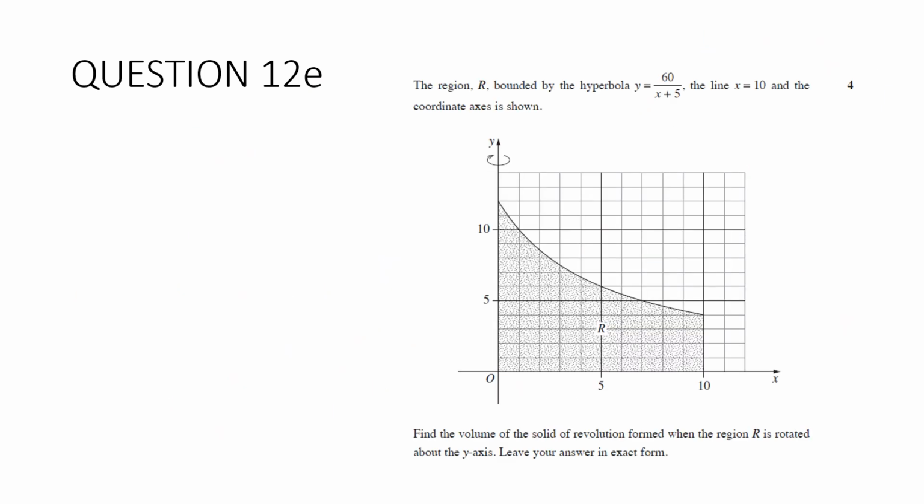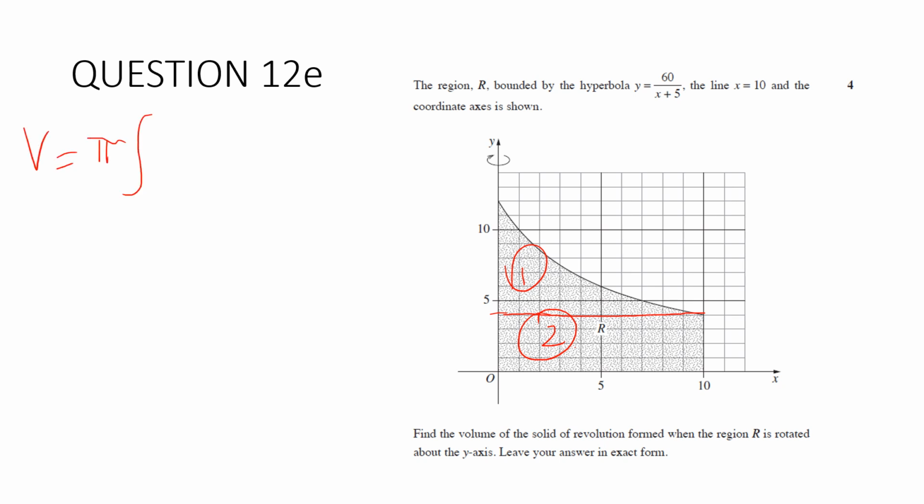12e. The region R bounded by the hyperbola y equals 60 over x plus 5, the line x equals 10 and the coordinate axes is shown. Find the volume of the solid of revolution formed when the region R is rotated about the y-axis. Leave your answer in exact form. So we've got two regions here. We've got what's happening between y equals 4 and y equals 12, and then we've got this second region down here. And our volume is going to be equal to pi.